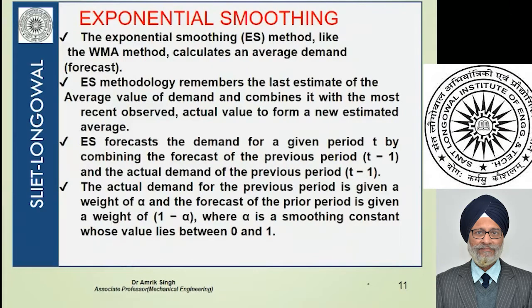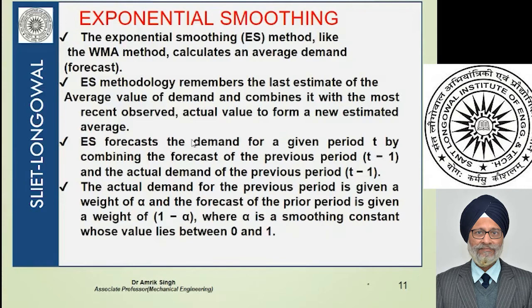So the next method is exponential smoothing. This method, the ES method as we also say, is like the WMA method, but it calculates the average demand. The ES methodology remembers the last estimate of the average value of the demand and combines it with the most recent observed value, the actual value, to form a new estimated average. So what we do is define things in terms of period T.